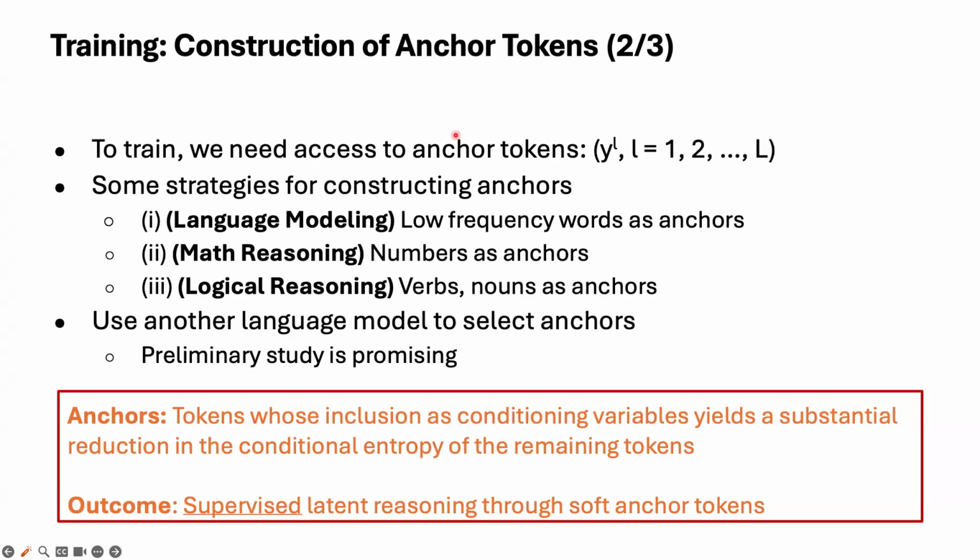In math reasoning, numbers are anchors. In logical reasoning, for example, cross QA and so on, verbs and nouns are anchors. You could also use another language model to say, what do you think are important in this, and do such a pre-processing, which is something we have played with as well. Since the key thing is, these are tokens whose inclusion as conditional variables is a substantial reduction in the conditional entropy of the remaining. You want a small number of such things.